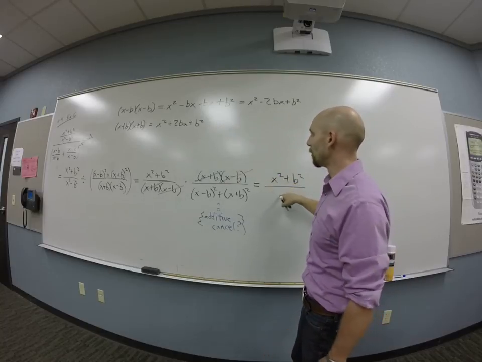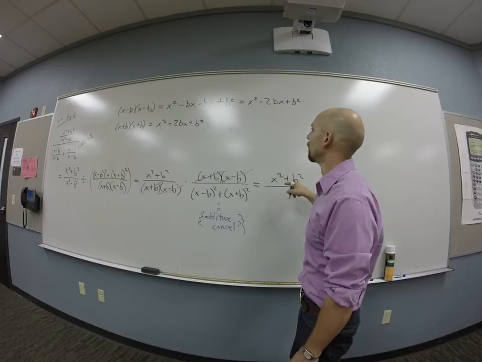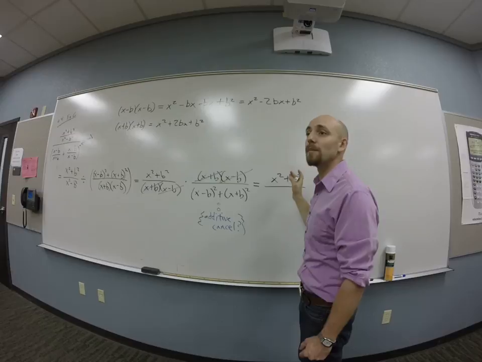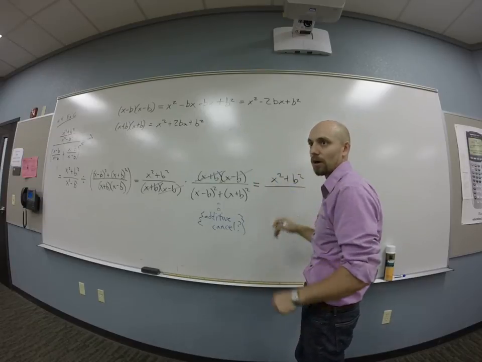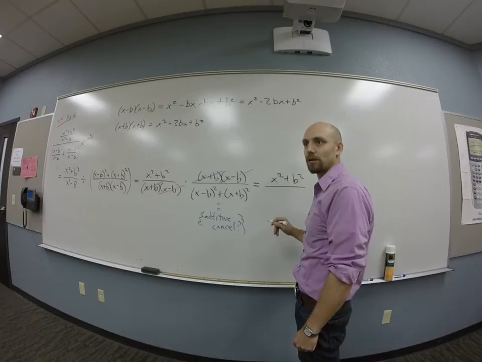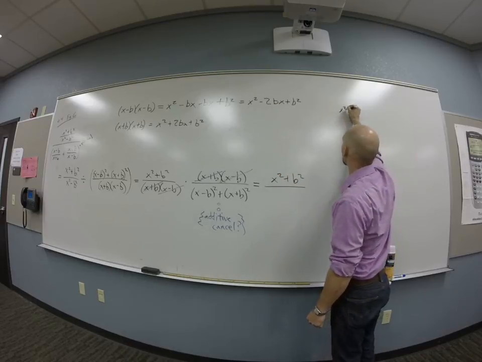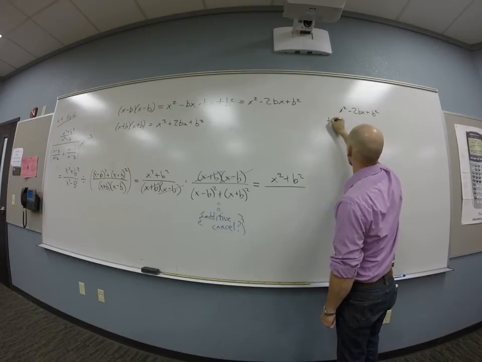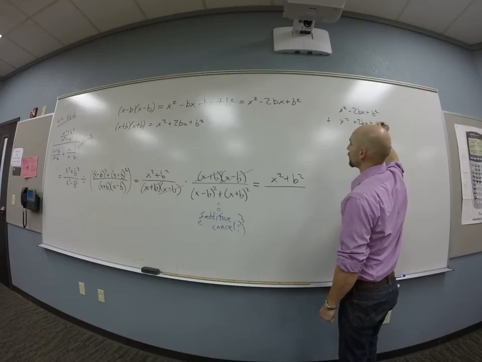Oh yeah, so I should probably add them before I stick them in here, right? Let's add them first. It doesn't matter. You can stick them in here and then deal with the cancels, or we can deal with the cancels up here. Which one do you guys want? Cancel over there? Cancel over here? Okay, so I got x squared minus 2bx plus b squared, and I'm adding x squared plus 2bx plus b squared, right?